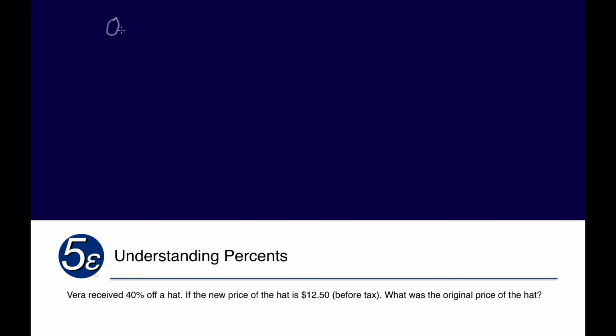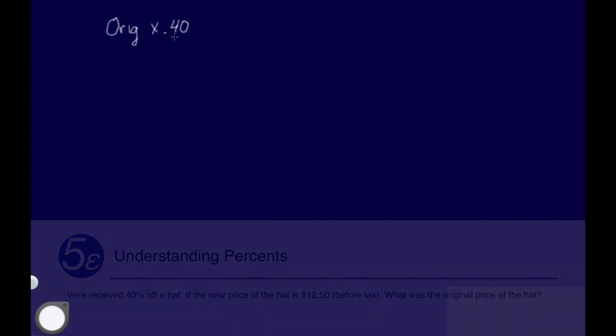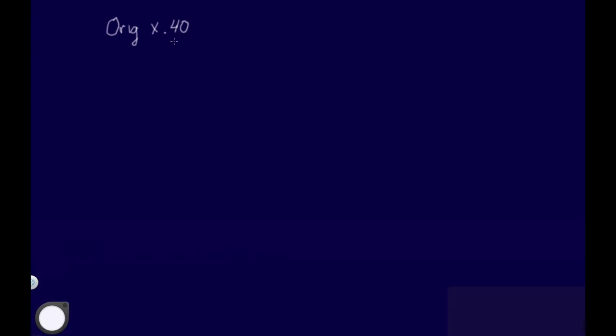If we remember from some other work that we've done, we have an original price, and we're going to multiply this by the discount percentage, which in this case was 40%. Remember, 0.40 is the same thing as 40%. And this would give us how much we're discounting, or what the discount represents.